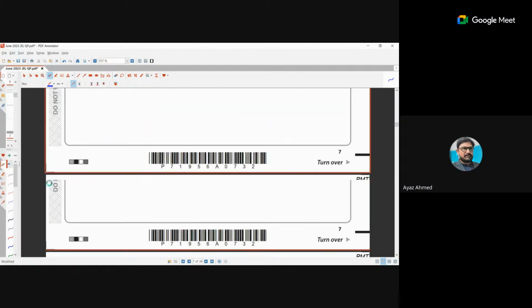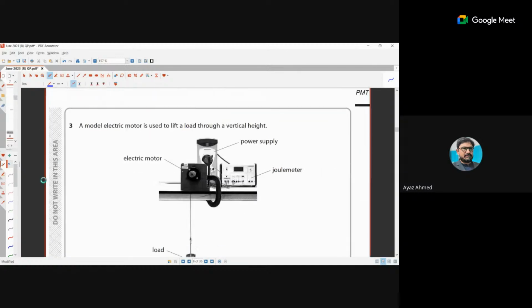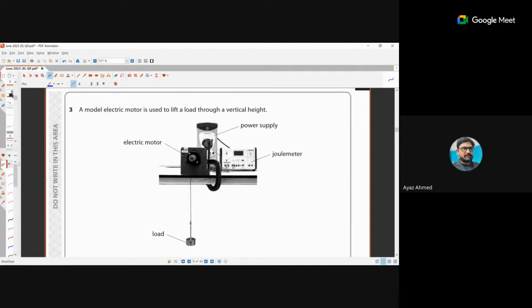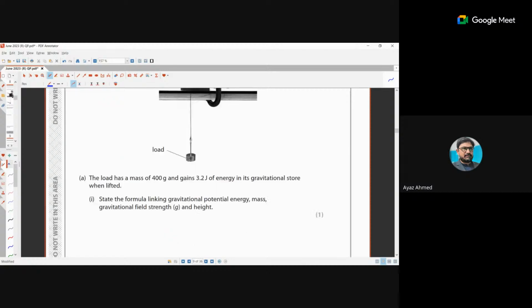Then moving to the next part of the question, blank page. And now here we go. This question is related to your stress and strain and deformation, basically. The model electric motor is used to lift a load through a vertical height. The power supply is given a joule meter, which measures the energy. Okay, then load is there, then electric motor is there. This all setup is available.